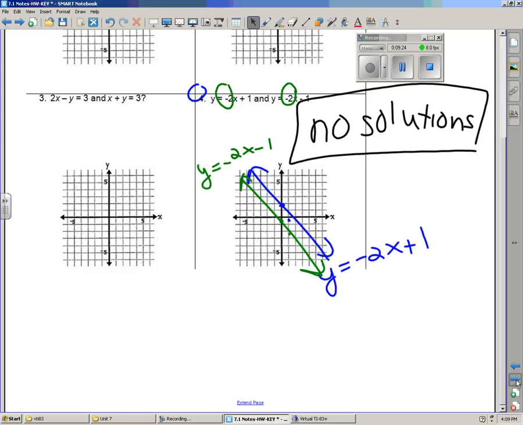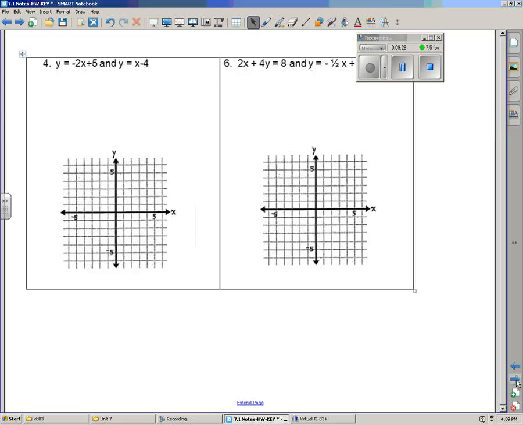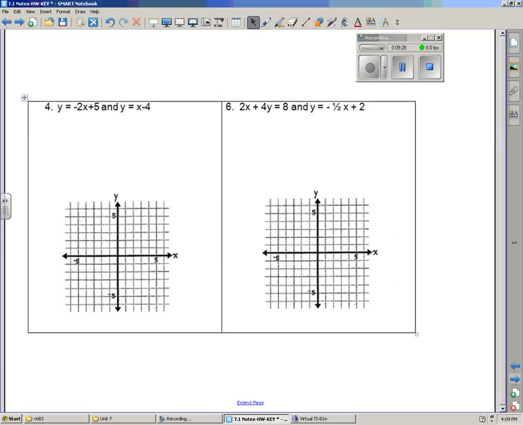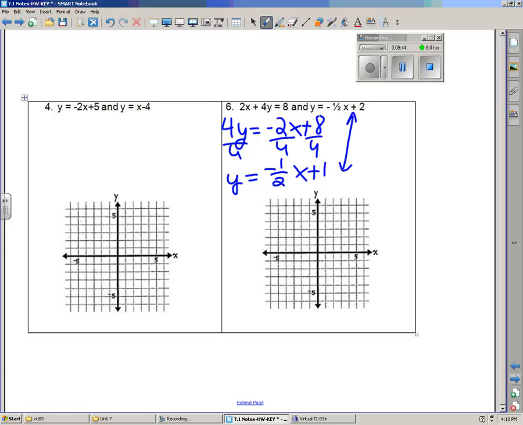One more example. Look at number 6. Let me just drop this down a little bit. So this one, I'm going to have to subtract 2x from both sides and get negative 2x plus 8. Divide everything by 4. And I'm going to get y equals negative 1/2 x plus 2. Interesting. Same thing as that particular line. They're both the exact same line.